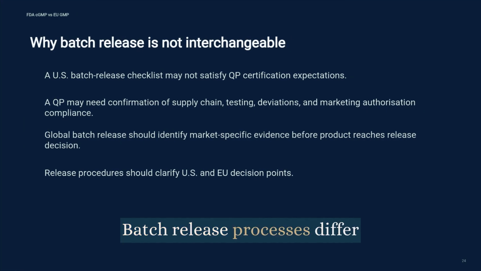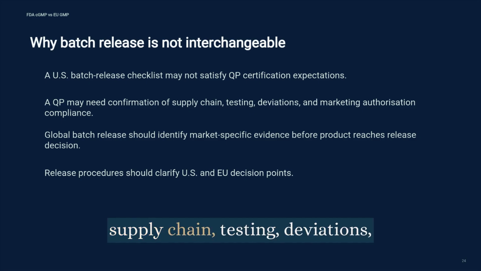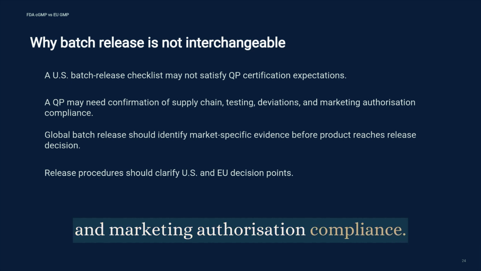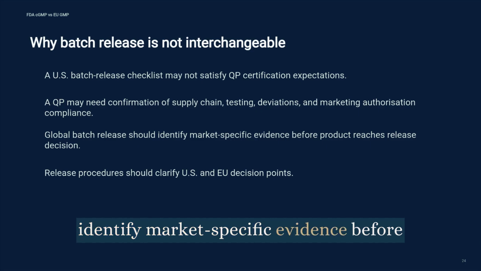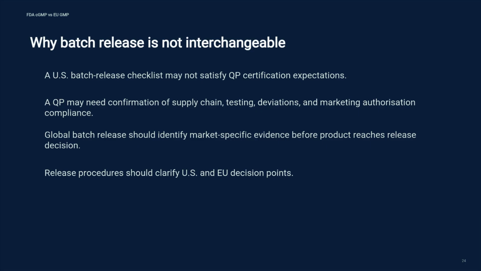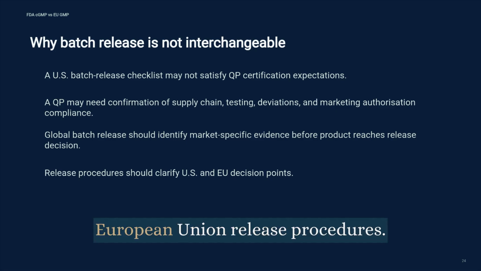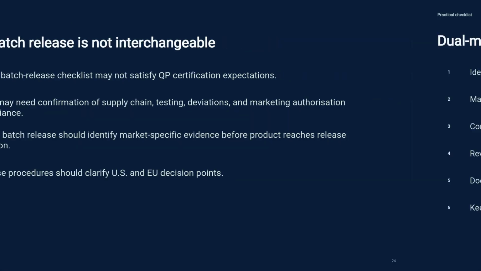Batch release processes differ between FDA cGMP and European Union GMP. A United States checklist might not meet European Union QP certification needs. QPs require confirmation of supply chain, testing, deviations, and marketing authorization compliance. Global batch release must identify market specific evidence before decisions. Clarify United States and European Union release procedures.